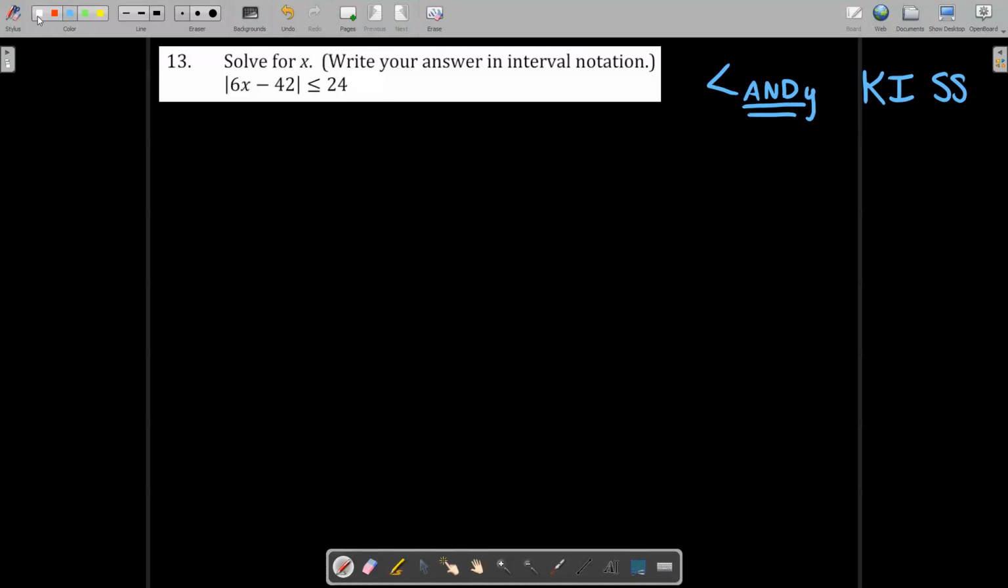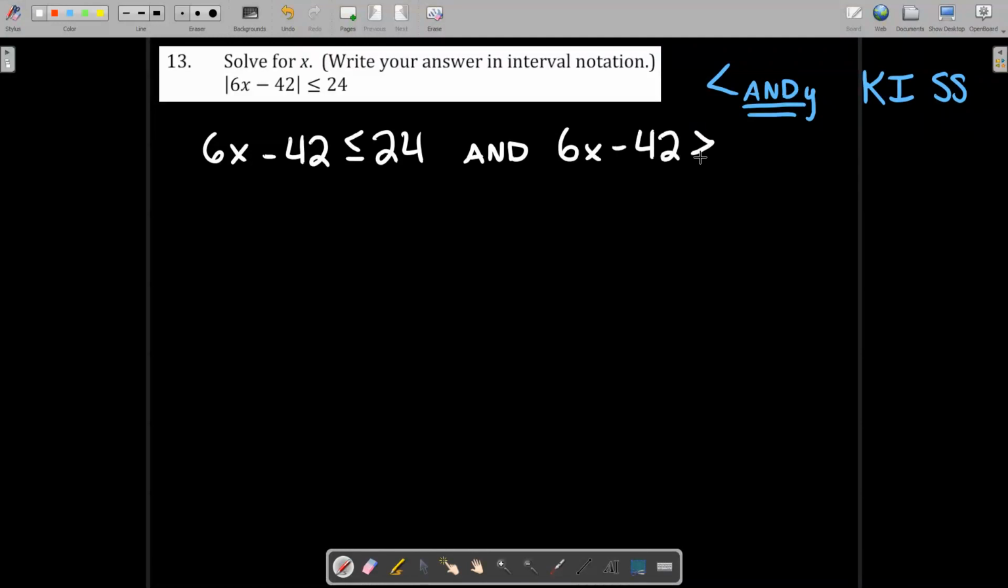All right. So we're going to go ahead and say that this is an and problem because this is less than. We can spell candy with it. We're going to write 6x minus 42 is less than or equal to 24. And 6x minus 42, that's our keep it, is greater than or equal to, there's our first switch, negative 24, there's our second switch. And we just solve both of these equations.